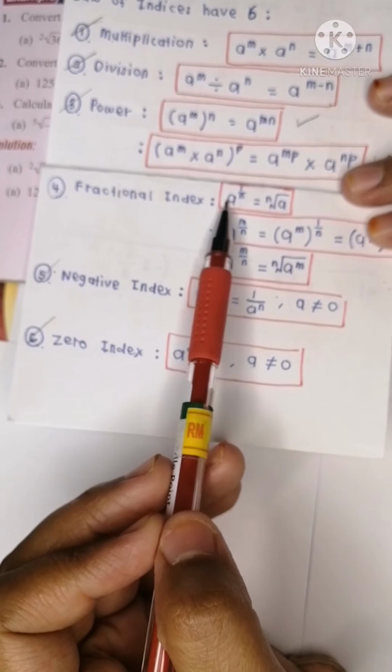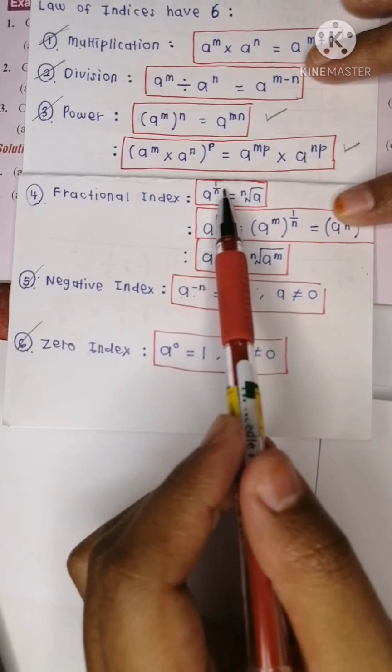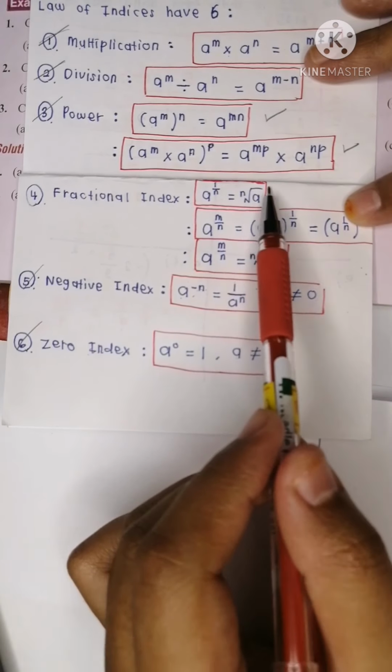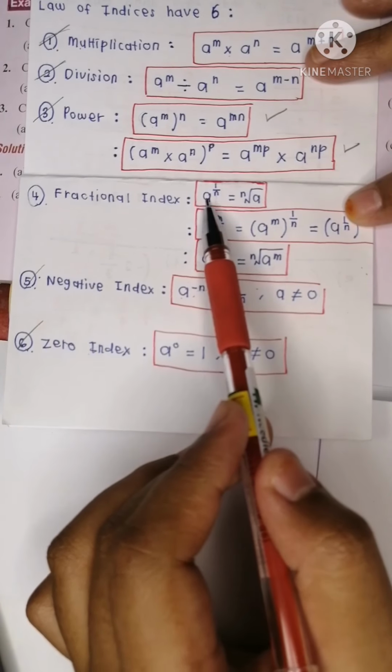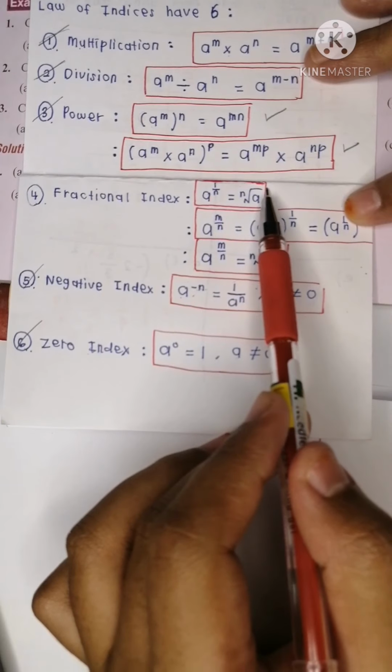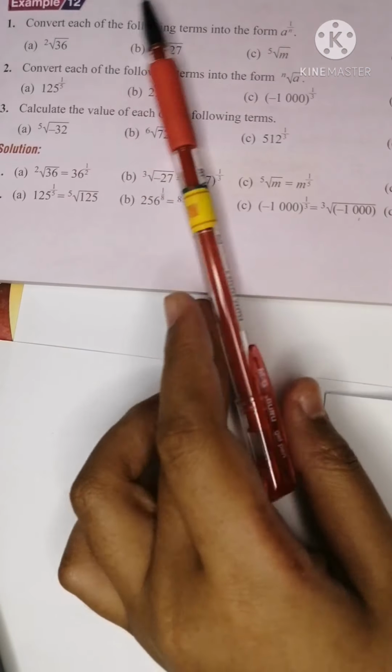For the first one, a to the power of 1 over n will equal to the nth root of a. If the question gives you this one, then you can convert into this one, or if the question gives you this one, then you can convert into this one. So for the first one here, look at example 12.